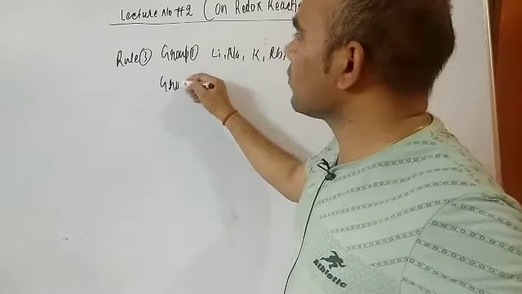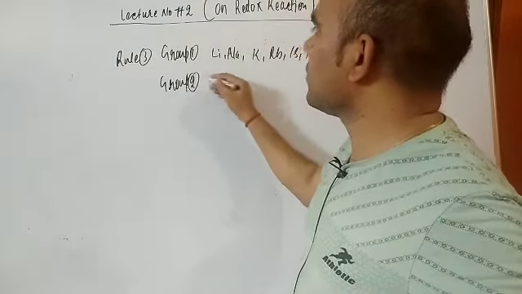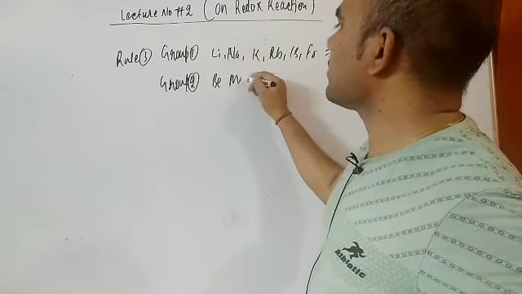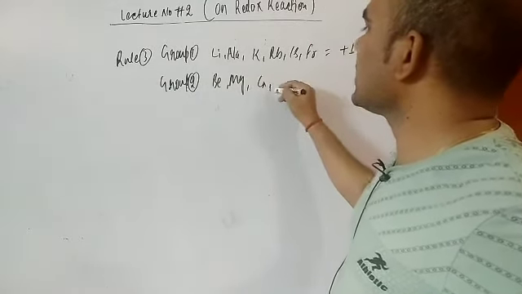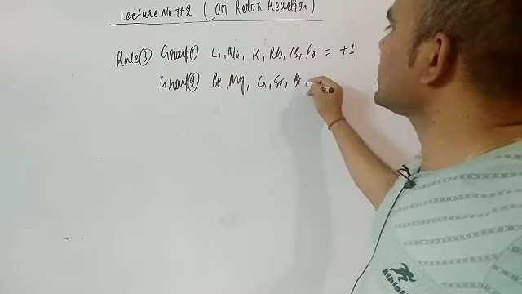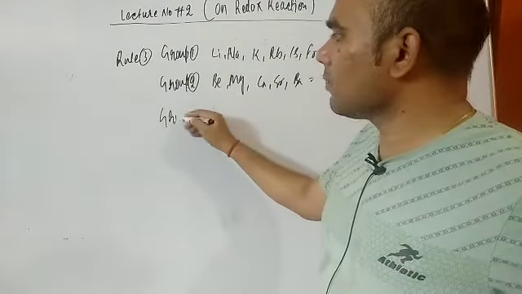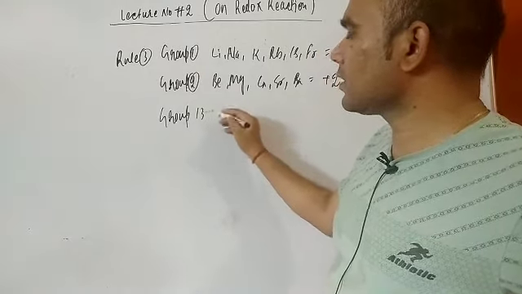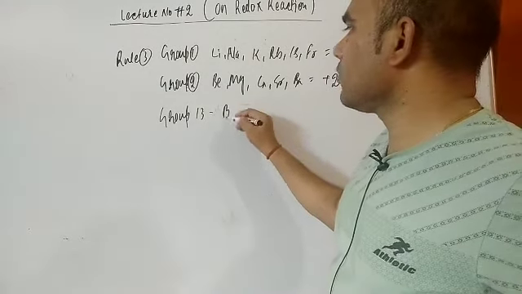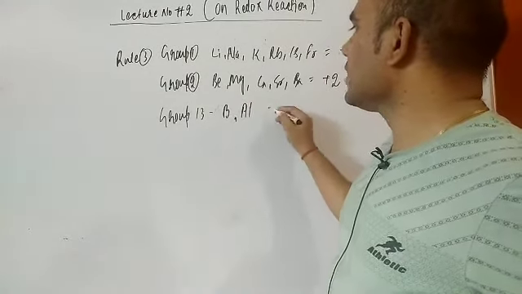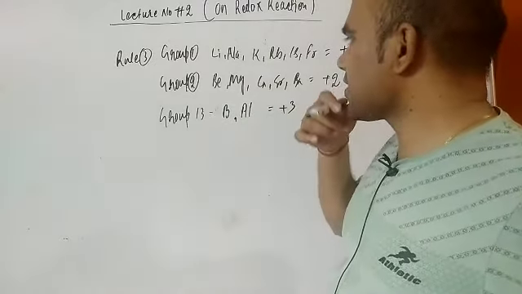If you talk about group number 2, student, like beryllium, magnesium, calcium, strontium, barium, they all have +2. If you talk about group number 13, like boron and aluminum, they have the oxidation number +3. Okay.